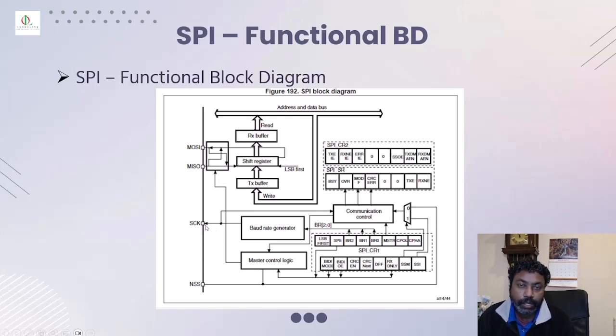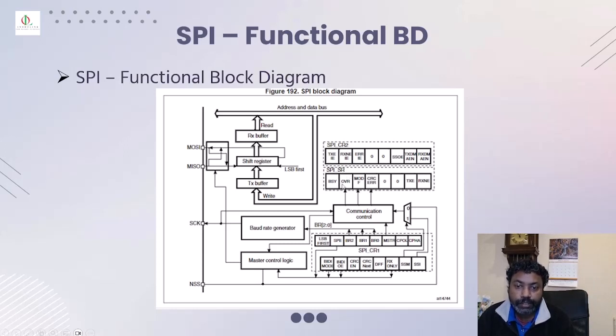The serial clock is generated and fed to the baud rate generator. This determines the frequency, the speed of the controller, and then the active low is connected to the master control logic. And with the communication control, this can be controlled over control register 2, which has the TXE bit and the RXNE receive not empty bit. The status register also has a TXE, and control register 2 is all used for the interrupts.